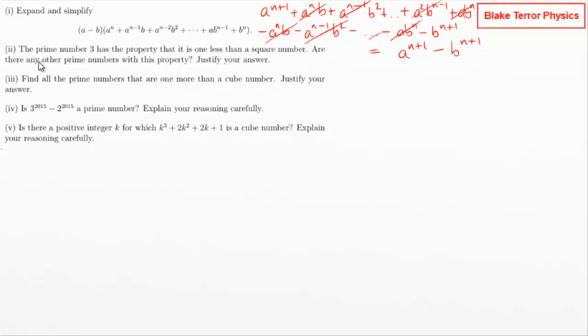Okie dokie. The second part: the prime number 3 has the property that it is 1 less than a square number. Are there any other prime numbers with this property? Justify your answer. Right, is this coming off of the previous part, or are we just doing something else? We want a number 1 less than a square number.